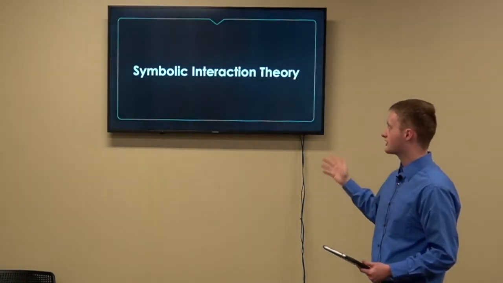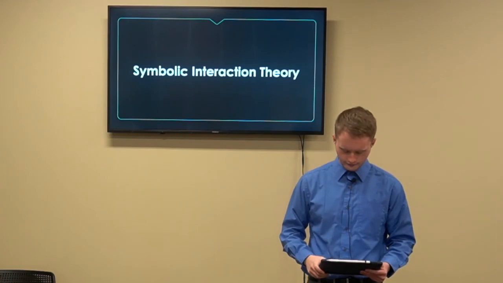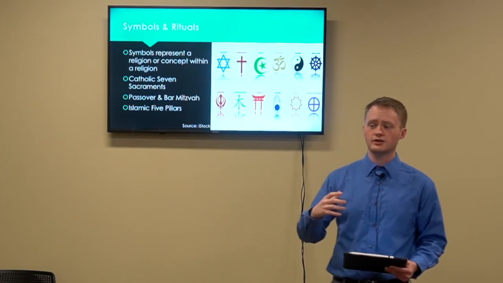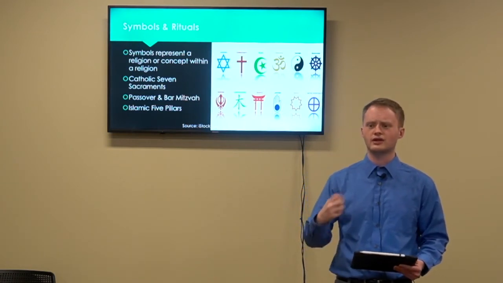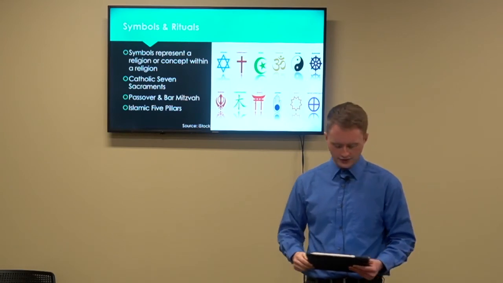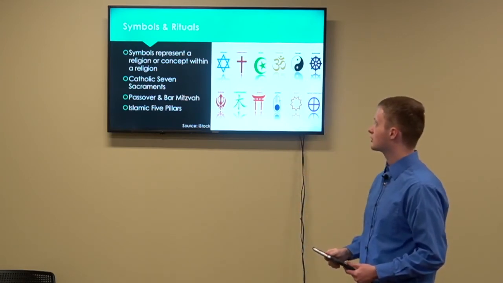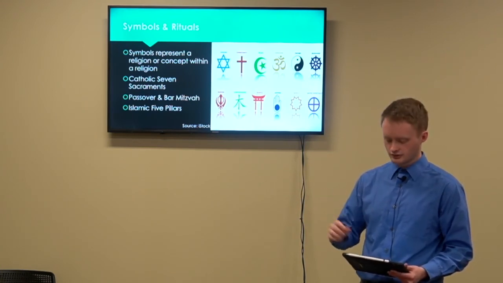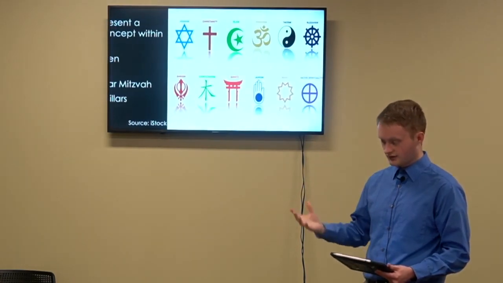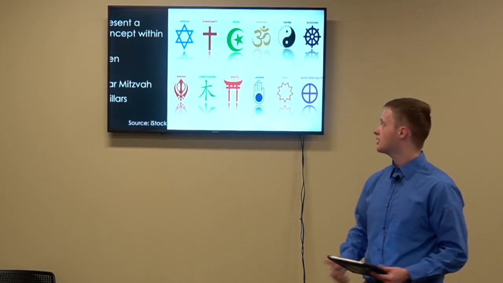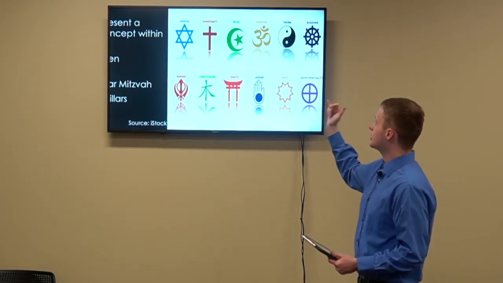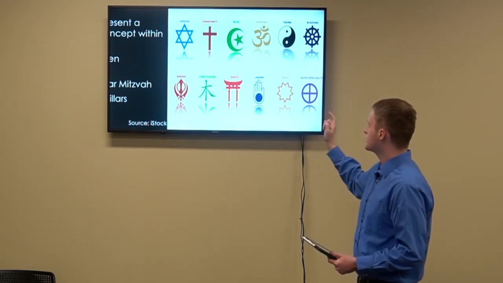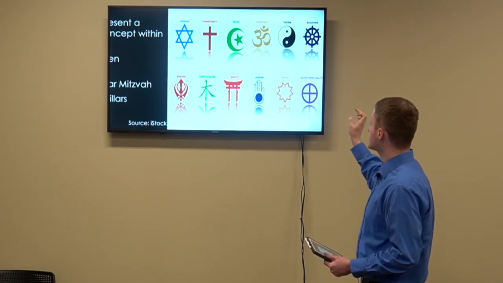Now for the final, we'll look at symbolic interaction theory. It looks at symbols and rituals and how a religion uses that to identify with each other and to increase solidarity. The symbols represent a religion or concept within the religion. Christianity has several different symbols it goes under. But as you can see, I have several of the most notable and most common. You have Judaism, Christianity, Islam, Hinduism, Taoism, Buddhism, Sikhism, Confucianism, Shinto, Jainism, Baha'i, and native spirituality.